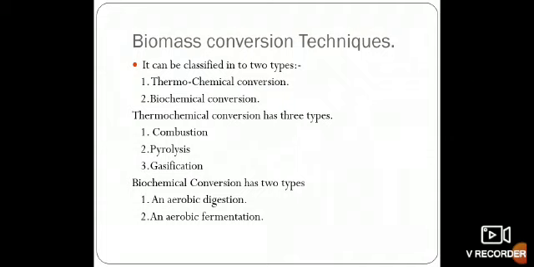The biogas conversion techniques include thermochemical conversion and biochemical conversion. The thermochemical conversion has three types. One is combustion, second one is pyrolysis, third one is gasification. Biochemical conversion has two types. One is anaerobic digestion and the second one is anaerobic fermentation.